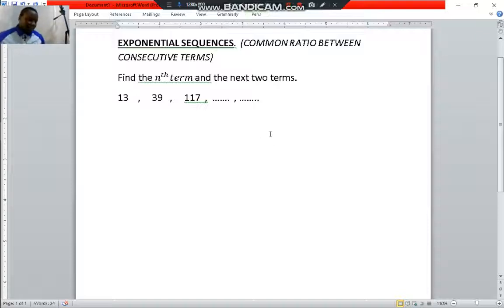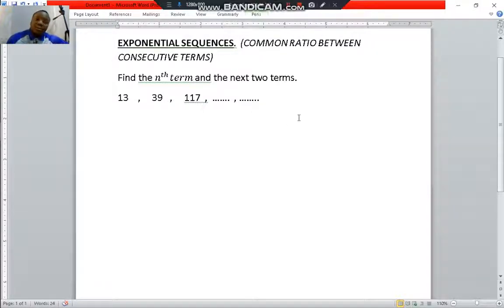So today, let's look at the last type of sequence, which is exponential sequences. An exponential sequence is a sequence that does not follow the first, second, and third difference rule, which are the rules that we've been using since we started looking at sequences. This one is a different and unique kind of sequence.